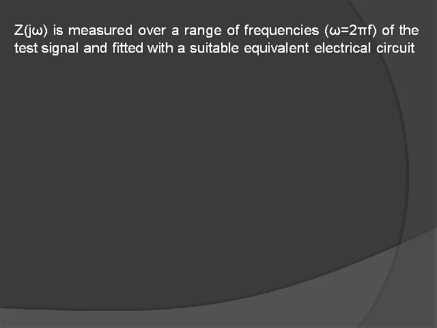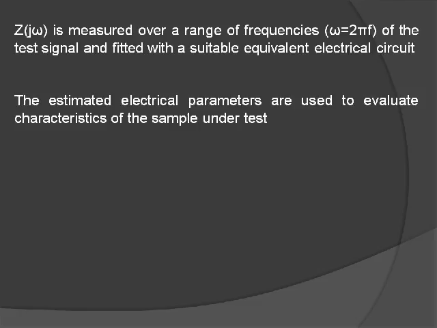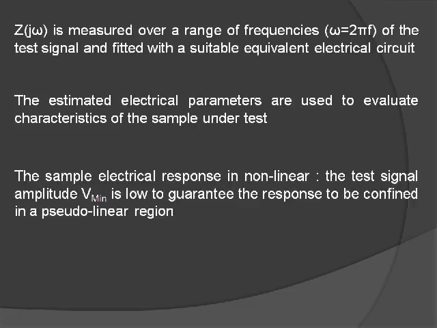Then, a suitable electrical circuit is used to model the system composed of the sample under test and the electrolyte. The measured impedance data are then fitted to the selected electrical circuit model and the corresponding electrical parameters are extracted. The electrochemical system composed of sample under test and electrodes is, however, a nonlinear system, and to effectively apply electrical impedance spectroscopy, generally the test signal features a small amplitude value so to confine the system in a pseudolinear region.